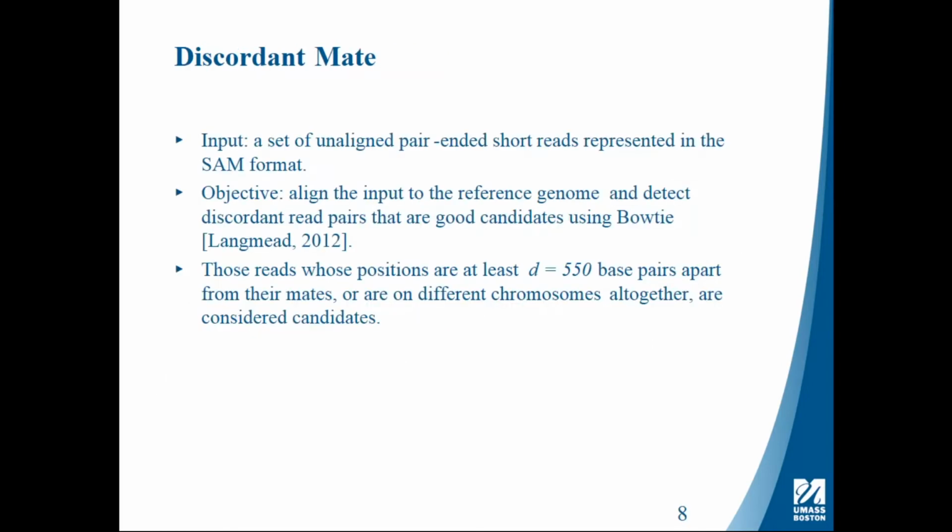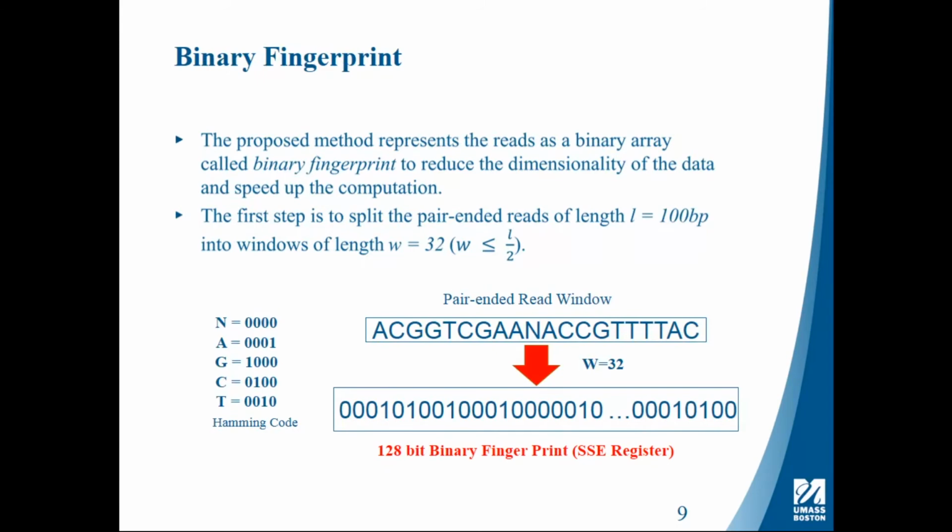The first step is discordant mate discovery. The input is an unaligned pair and a short read in SAM format. We want to align this input to the reference genome and detect the discordant reads that are good candidates for SVs. We are using Bowtie in this research, and the distance between the pairs is at least 550 base pairs. The next step is to generate binary fingerprints.